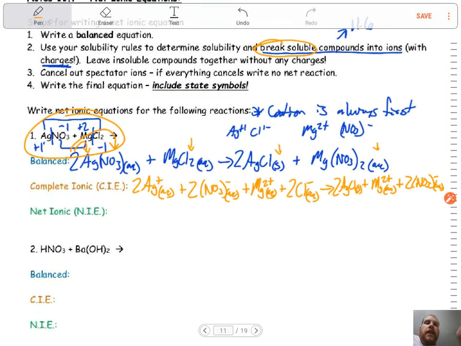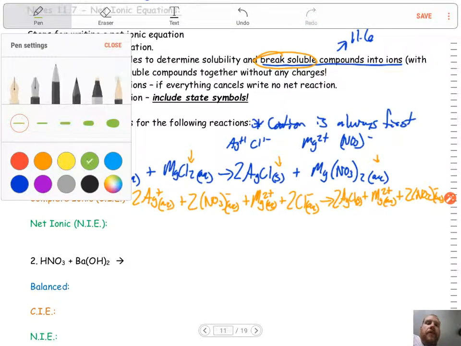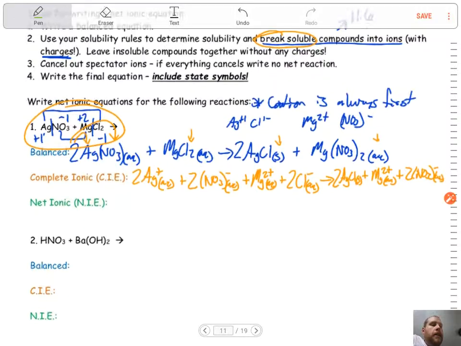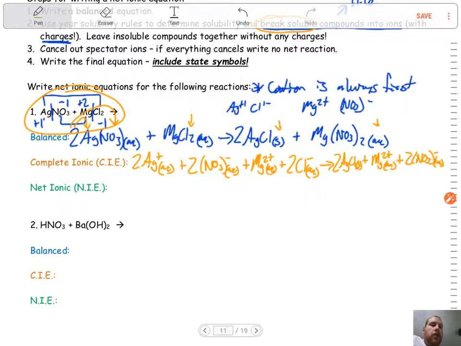Now, we're going to go to the next part. We're going to write our final equation, but we've got to do step 3 first, where we cancel out our spectators. So we're going to take the whole reaction. We're going to look at it all together. If you see the same number of ions on the reactant side as you do the product side, so here's my arrow, I'm going to draw a green line in there where it's separating, okay? In order to cancel them out, they have to be exactly the same on both sides. That means they're spectators. They haven't taken part in the reaction.